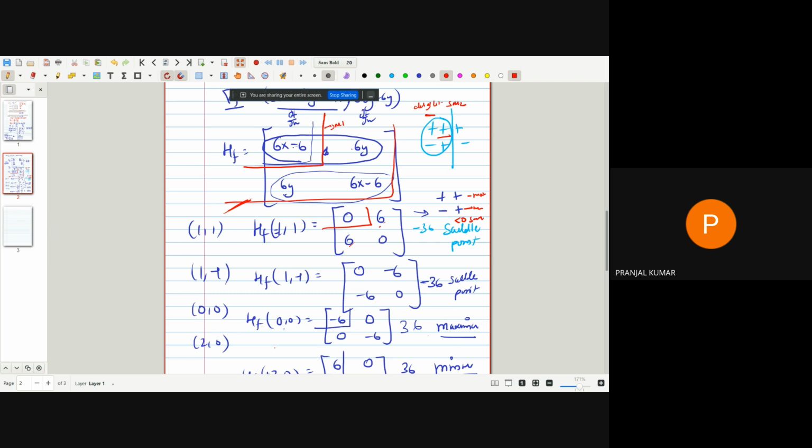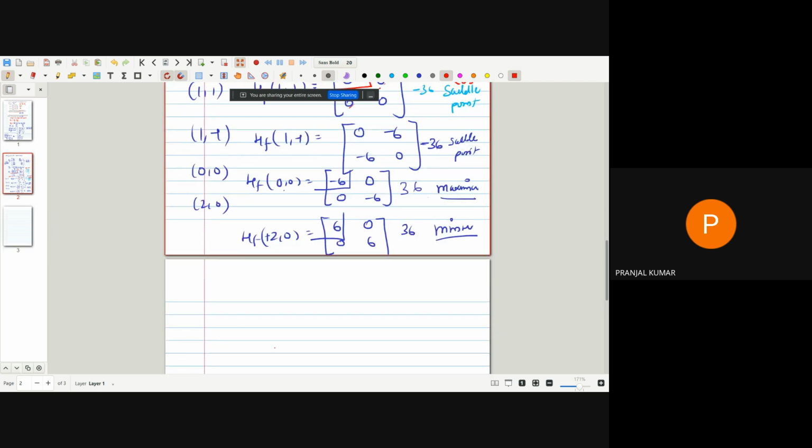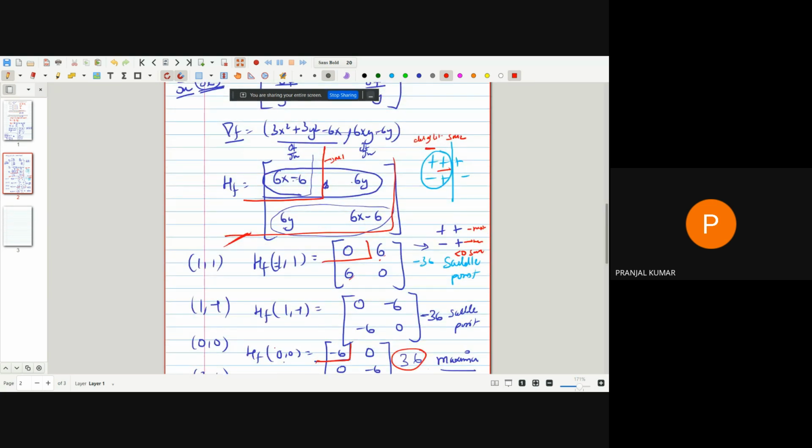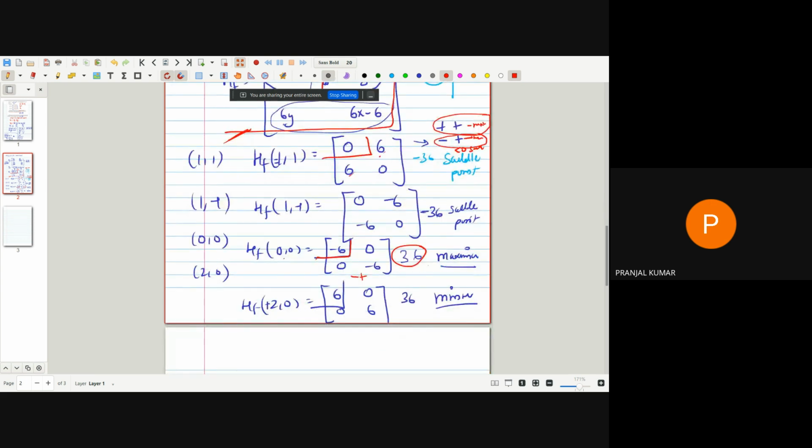Then for this example, you see that the determinant of the first submatrix is negative, and the determinant of the second submatrix, or you can say the Hessian matrix itself, is 36, which is positive. So you see the sign: minus plus is maximum and plus plus is minima. Is this clear?